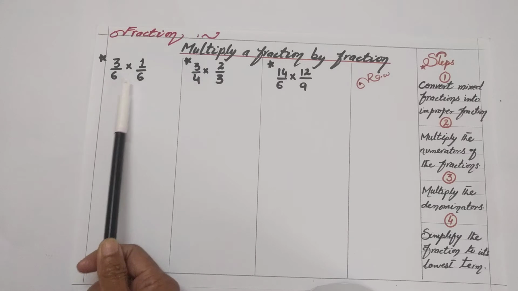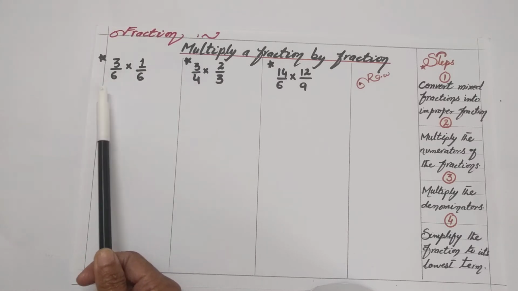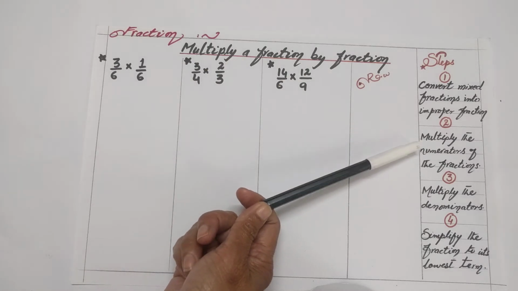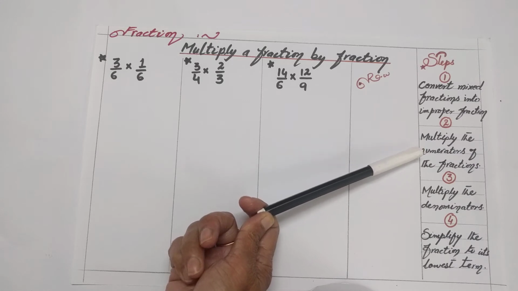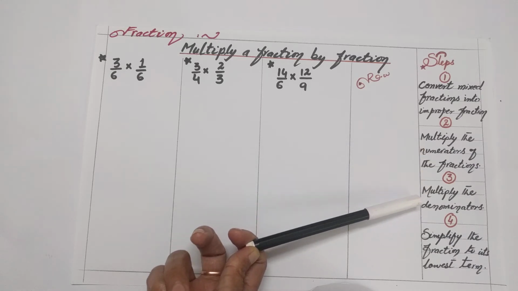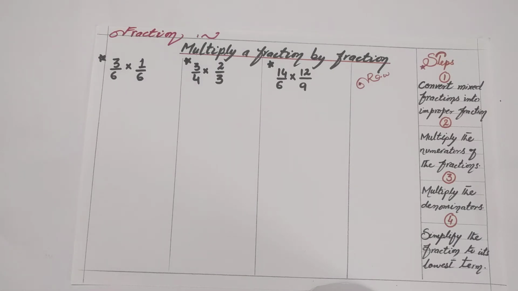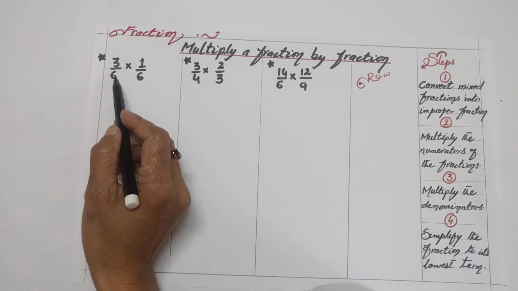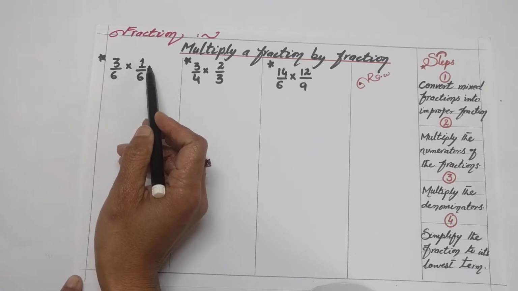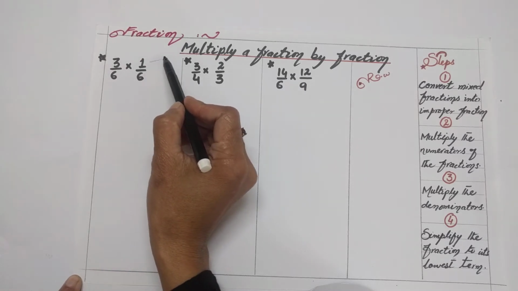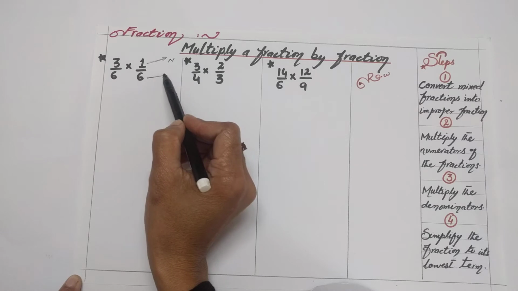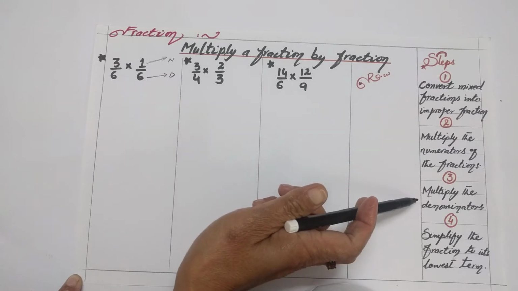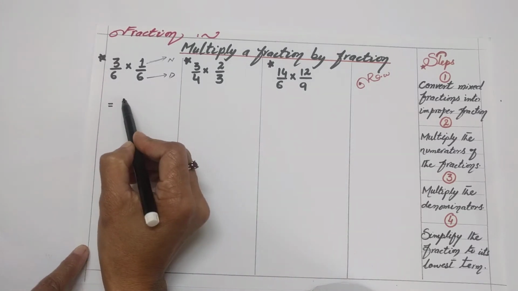First example is 3 by 6 multiplied by 1 by 6. As both are fractions, there is no mixed fraction. That's why we have to directly move to the second step. The second step is multiply the numerators, and the third step is multiply the denominators. In the first fraction, 3 by 6, 3 is the numerator and 6 is the denominator. In the second fraction, 1 is the numerator and 6 is the denominator. So these are the numerators and these are the denominators, and we have to multiply numerator by numerator and denominator by denominator. Let's start.